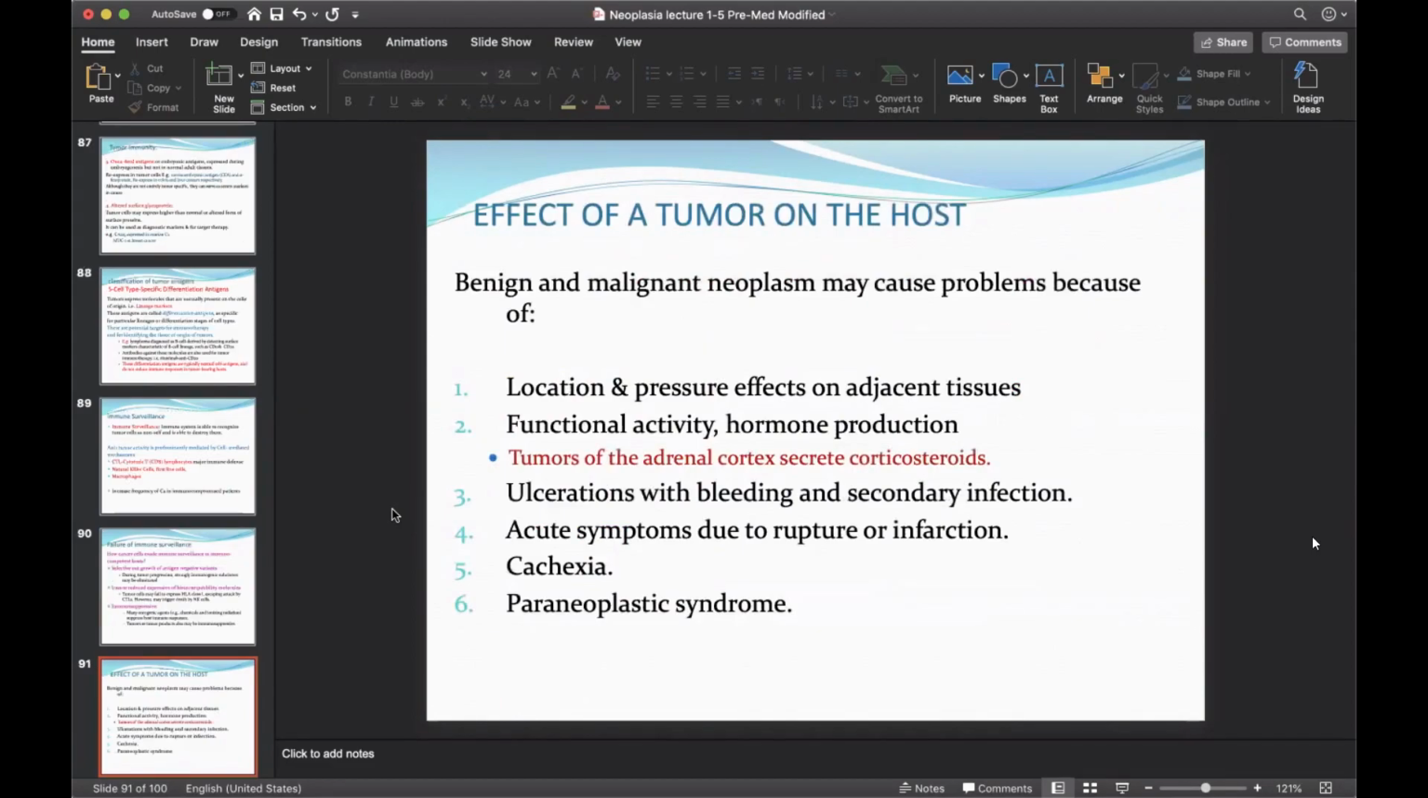Okay, so what are the effects of tumor on the host? Benign and malignant neoplasms may cause problems. The first problem is related to the location and pressure. And this can happen with both benign and malignant tumors. So one can get a benign tumor in the brain, but in a strategic location that can cause death, for example.